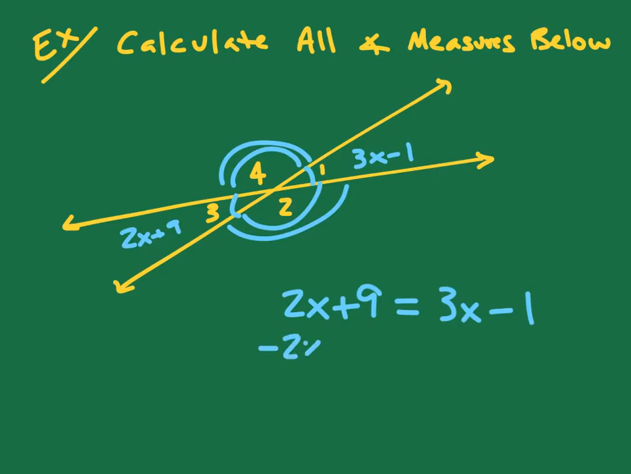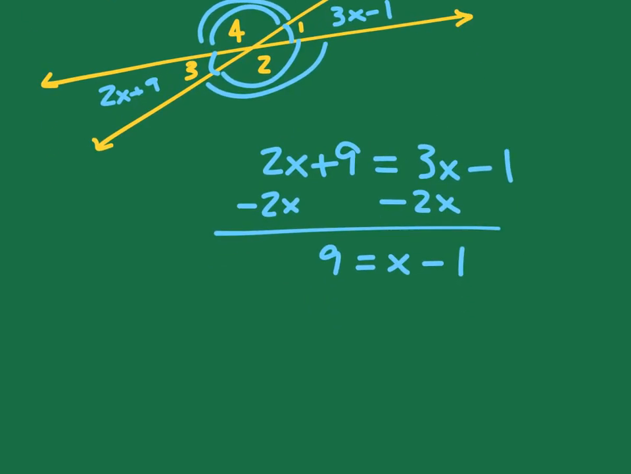From here, I'm going to solve this equation for x. I'm going to subtract 2x from both sides, and that's going to give me 9 is equal to 1x, or just x, minus 1. From there, I'm going to add 1 to both sides, and I'm going to get that 10 is equal to x.